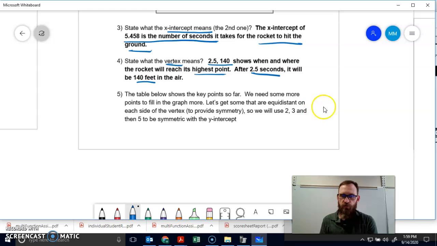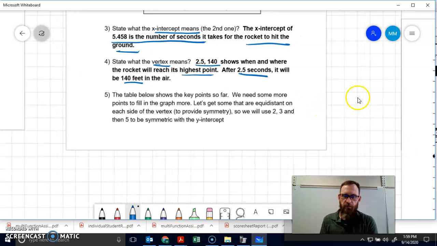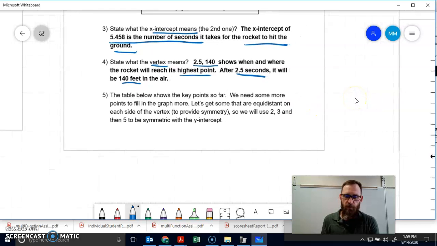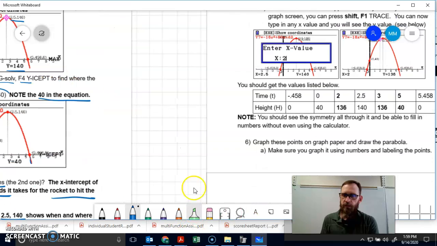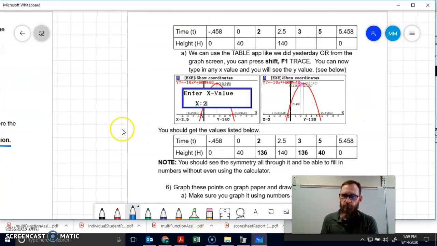I decided to use 2, 3, and 5. But the key is we would really like to provide some symmetry. So we want to use values that are equidistant from the center. So let's see what that looks like.